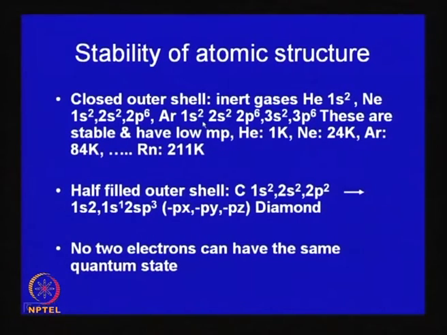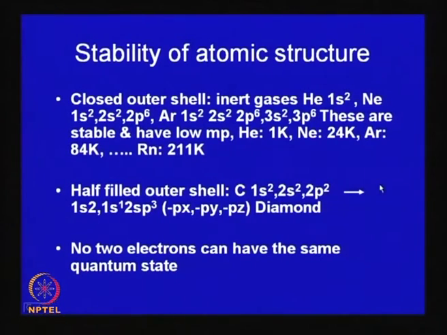In this case, whenever the outer cell is closed, it has a stable atomic structure. It will find it extremely difficult to form an atomic bond. And these are characterized by the fact that they have low melting point, low boiling point also. Some of these which are listed here: helium melting point is 1 Kelvin, but as you go down this group in the periodic table, neon is 24 K, argon 84 K, and down below, radon is 211. We will see later why, as you go down the group, this melting point goes up.